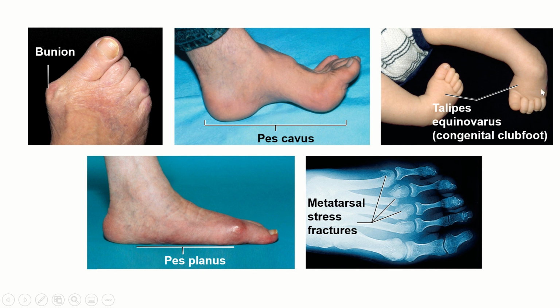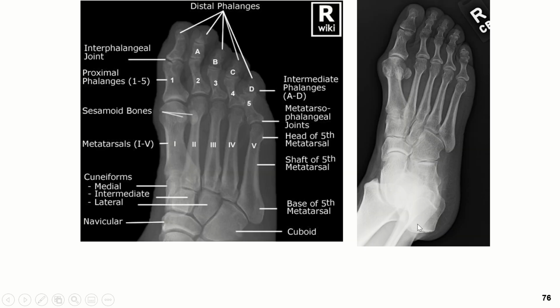Club foot is where the feet don't develop correctly during fetal development. It can usually be straightened with braces and splinting, and most kids born with club feet will actually walk perfectly normally. And then stress fractures are just fractures of the bone from repeated stress.